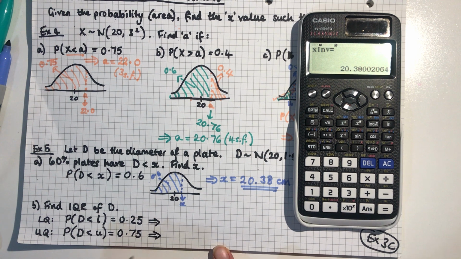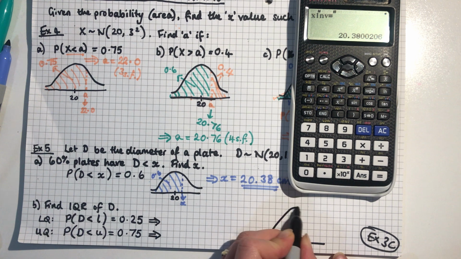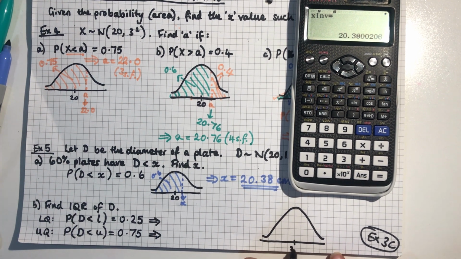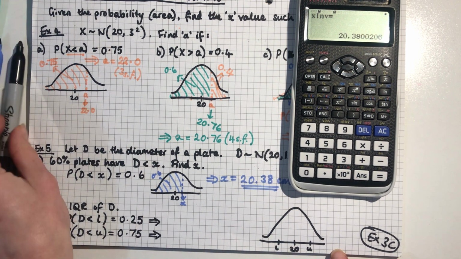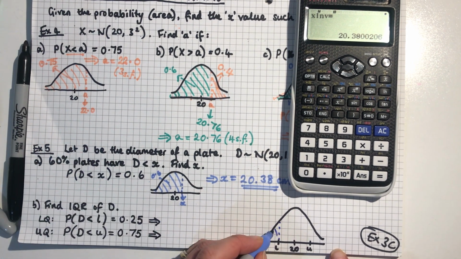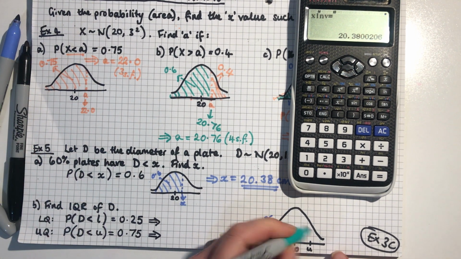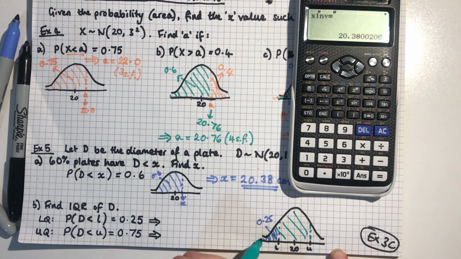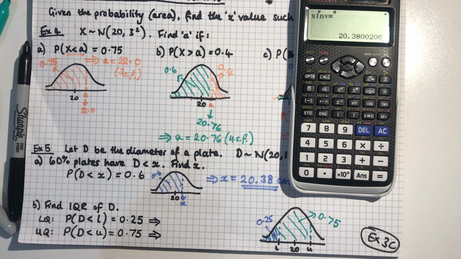Before I actually find them, I'm going to do my sketch first, just so that I can start to conceptualise what's going on here. We have 20 in the middle, we've got L down here, we've got U up here, and we know that, let's use some different colours for each, that's 0.25, but all of this, including that 0.25 there, is 0.75. So I'll stick with the same colours for writing the answers, just to keep it consistent.